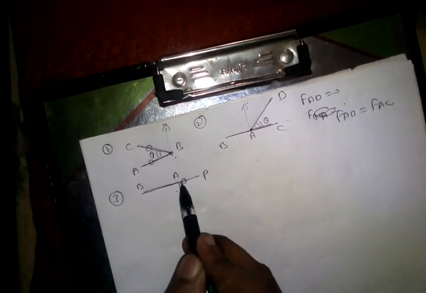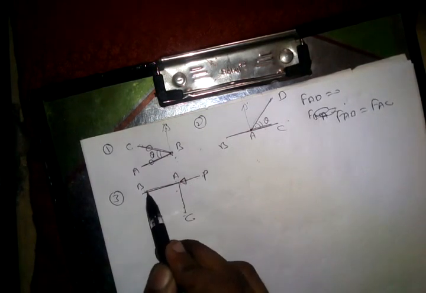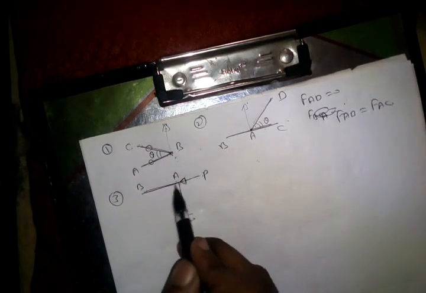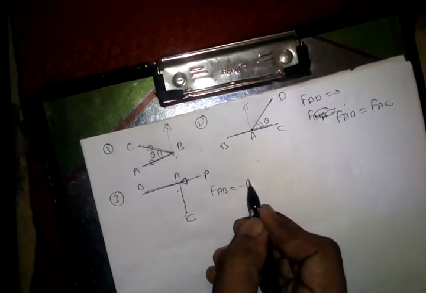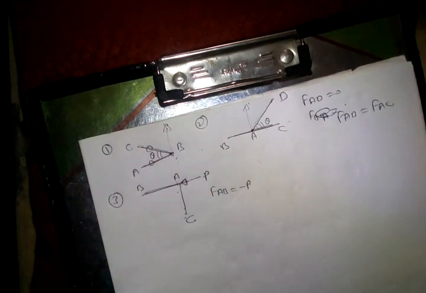So if it is compressive force, so force in member AB will be compressive, FAB compressive, so I can say FAB equal to minus P, right? FAB equal to minus P.